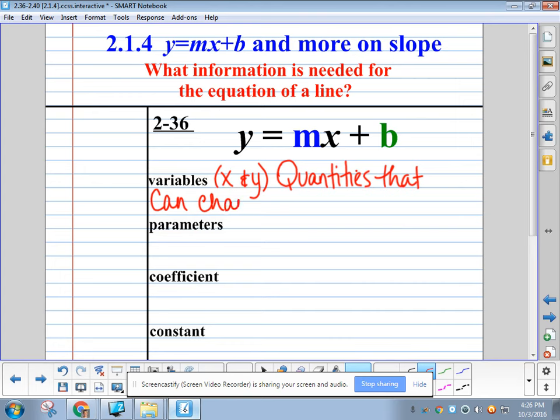Anytime we have an equation, our x and our y, our inputs and our outputs, are going to be the variables because those are the things that can change, and these are the values we try to find.